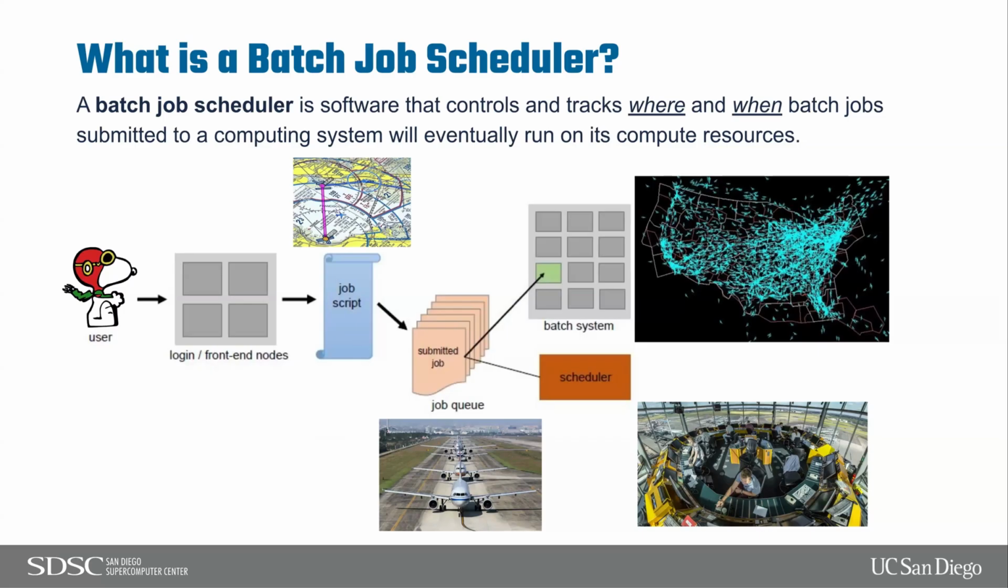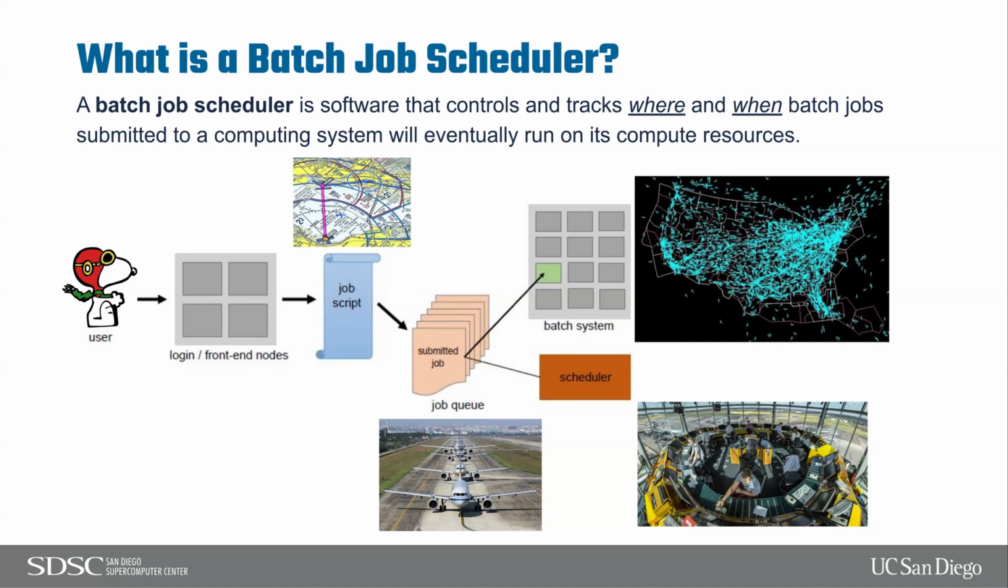The batch job scheduler is the software that takes those scripts and tries to fulfill your request. It knows everything about the compute resources on the HPC system that you have access to. The batch job script defines your request for those resources and the actual commands that you want to run. The scheduler itself just controls and tracks where and when those jobs run on the system you have access to. How I like to describe it is with this analogy.